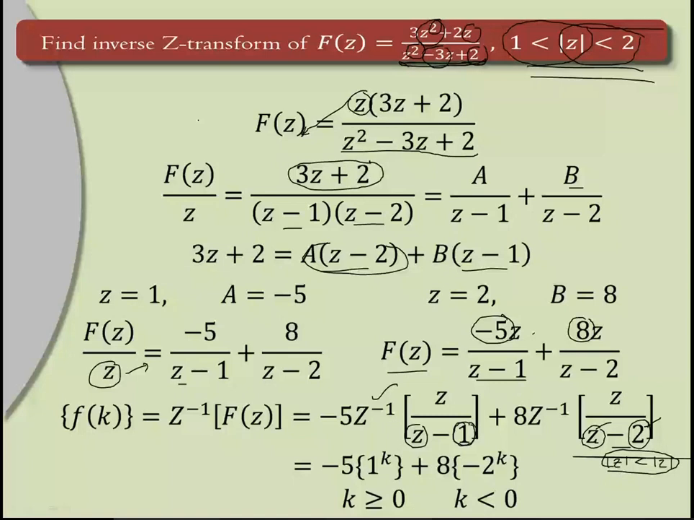So the inverse z transform of this F of z is minus 5 into 1 raised to k for k greater than or equal to 0, plus 8 into minus 2 raised to k for k less than 0. If you want, you can write it in terms of intervals also. Minus 5 times 1 raised to k is 1, so minus 5 for k greater than or equal to 0, minus 8 into 2 raised to k for k less than 0.